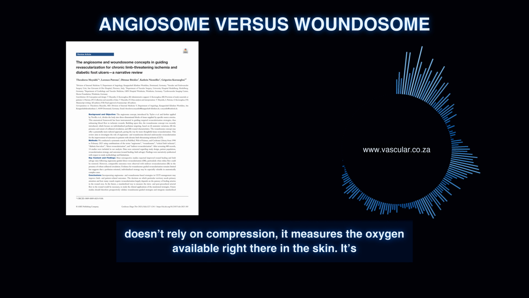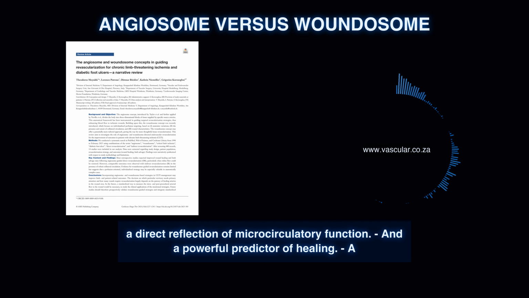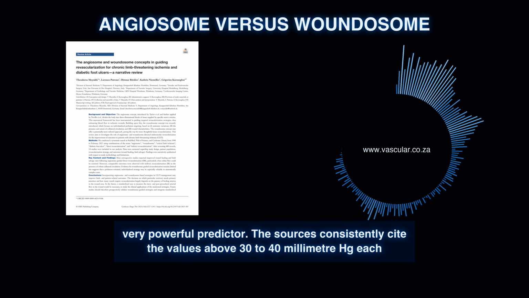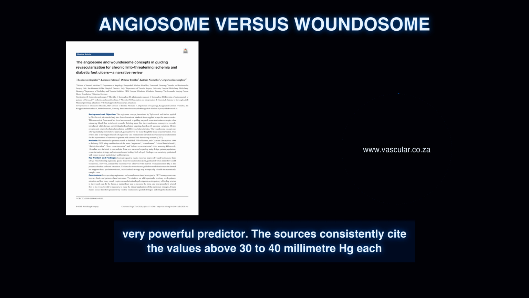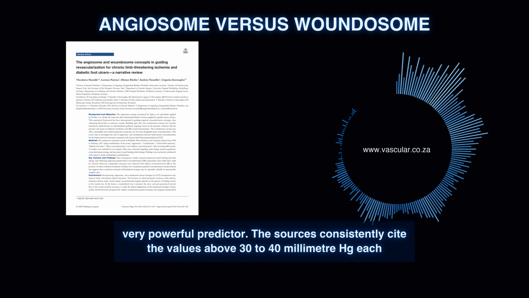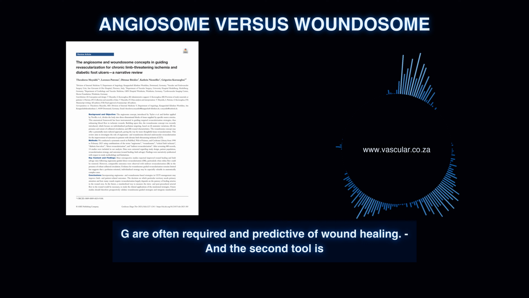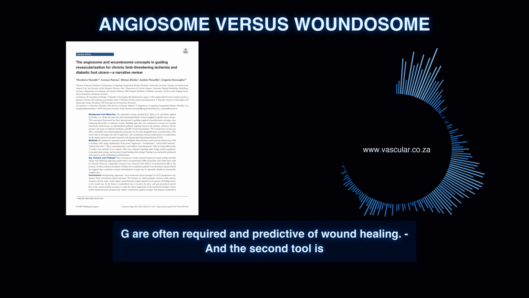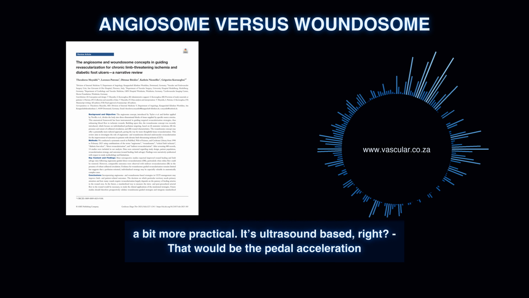It measures the oxygen available right there in the skin. It's a direct reflection of microcirculatory function, and a powerful predictor of healing. A very powerful predictor. The sources consistently cite that values above 30 to 40 mmHg are often required and predictive of wound healing. And the second tool is a bit more practical.